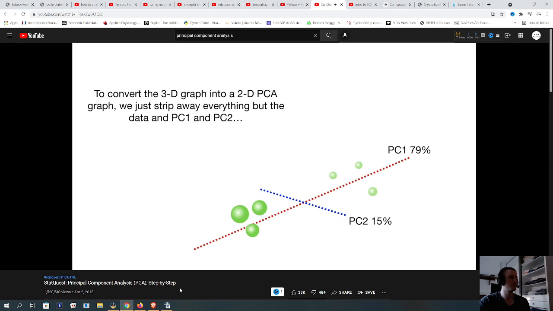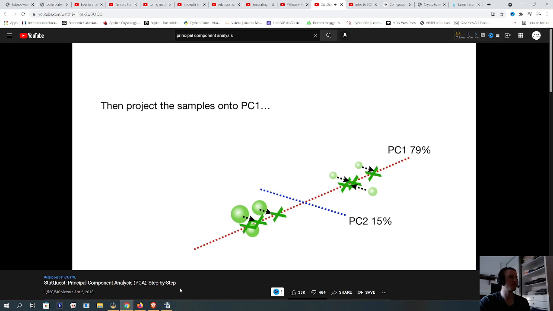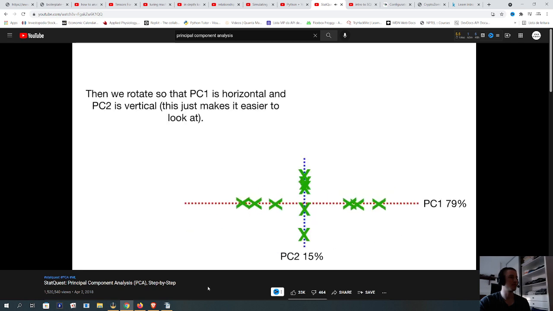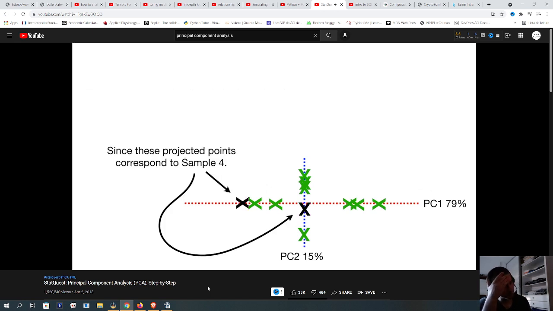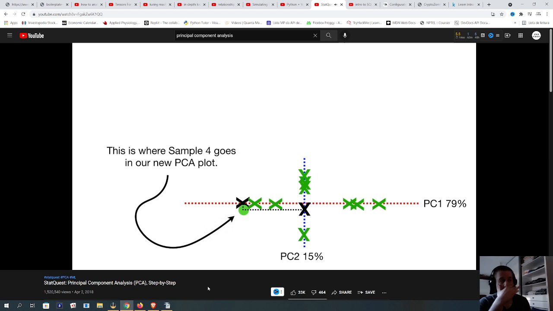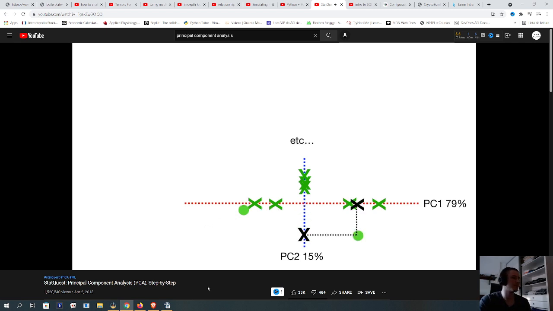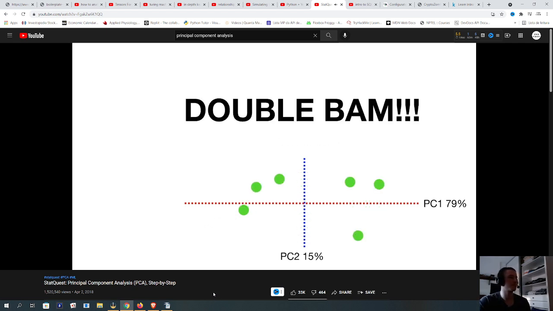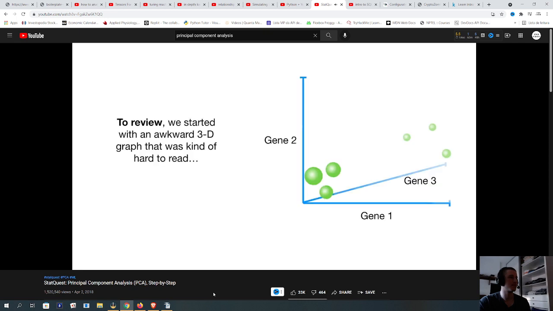To convert the 3D graph into a 2-dimensional PCA graph, we just strip away everything but the data and PC1 and PC2. Then project the samples onto PC1 and PC2. Then we rotate so that PC1 is horizontal and PC2 is vertical. This just makes it easier to look at. Since these projected points correspond to sample 4, this is where sample 4 goes in our new PCA plot, etc., etc., etc. Double bam!